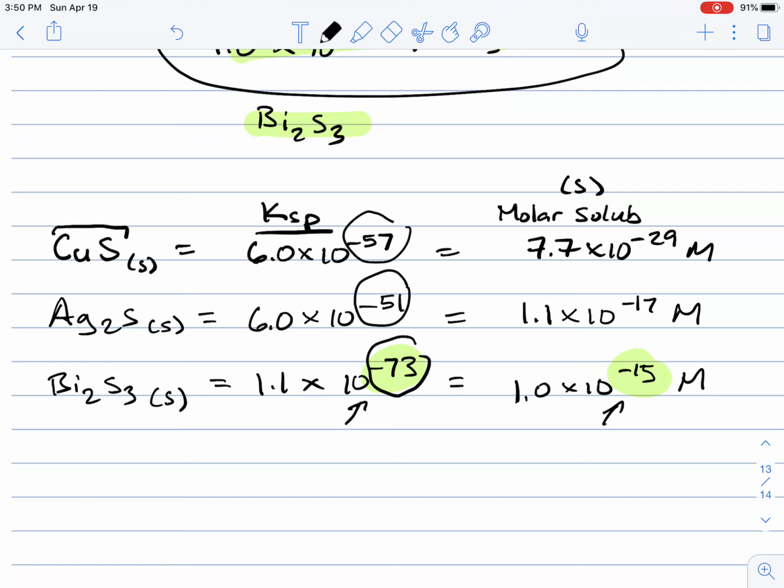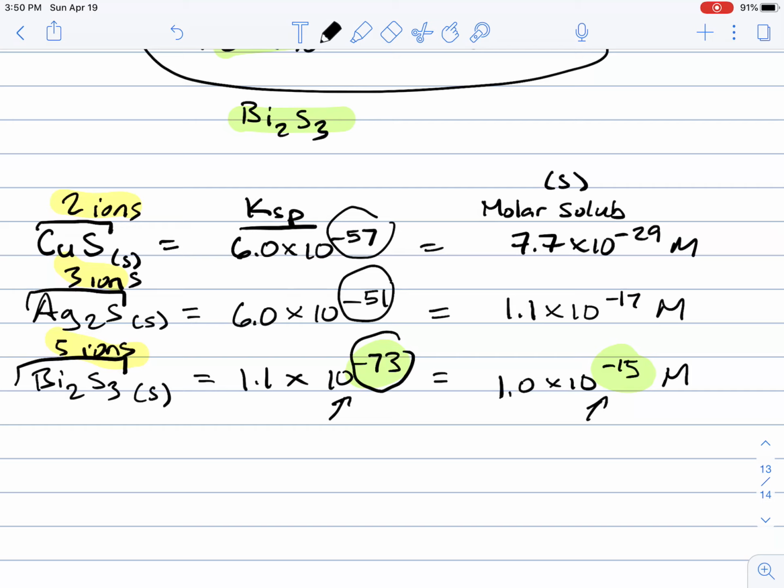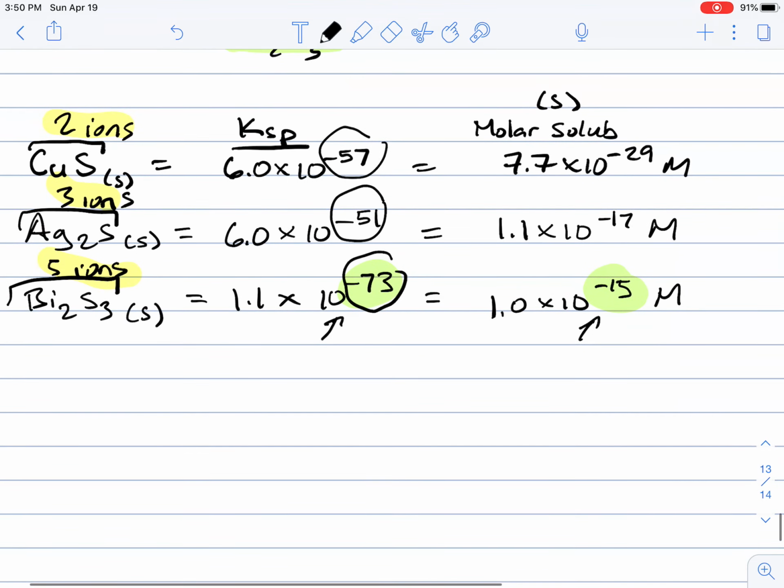So copper 2 sulfide produces 2 ions. Silver sulfide produces 3 ions. And this substance produces 5 ions. And so if you have different numbers of ions, you guys cannot use the magnitude of the KSP to rank the molar solubilities. You guys have to physically calculate the molar solubilities from the KSP to arrive at your final answer.